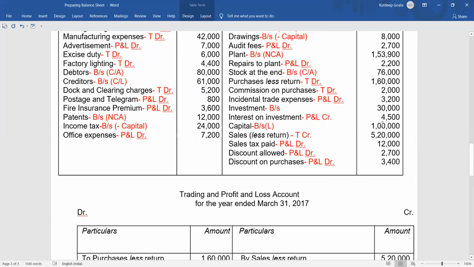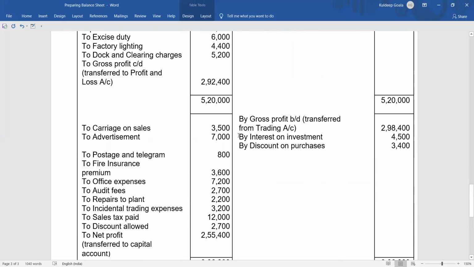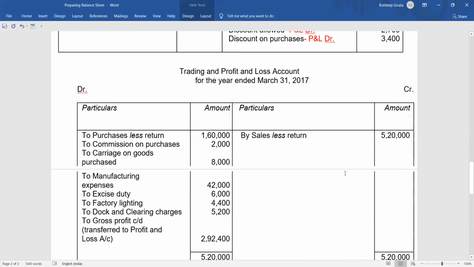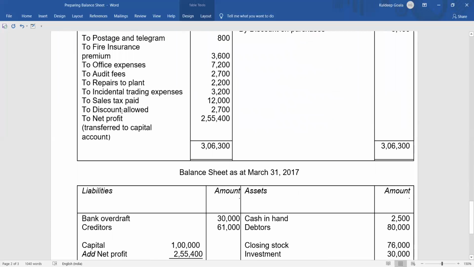Then going to the next one, it is interest on investment, which will be coming in the credit side as 4,500. So go to the credit side now and write down by interest on investment, 4,500. Now we will go to the next item. What is there? Sales tax paid, 12,000 rupees. So it will come in the debit side as to sales tax paid, 12,000 rupees.